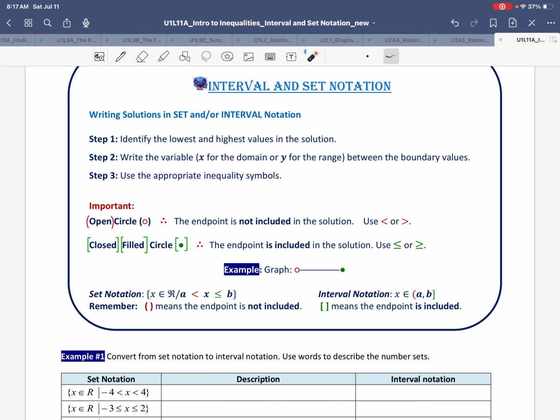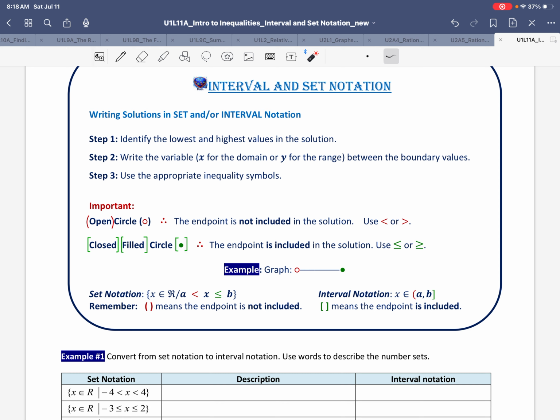Now let's compare with interval notation. In interval notation, the type of bracket will tell us whether the endpoint is included or not included. A round parenthesis means that the endpoint is not included. A square bracket means that the endpoint is included.